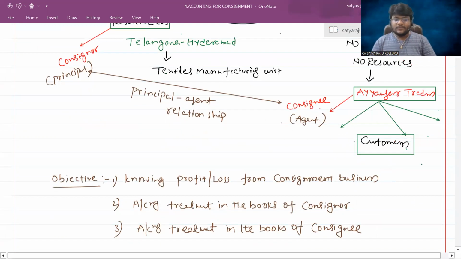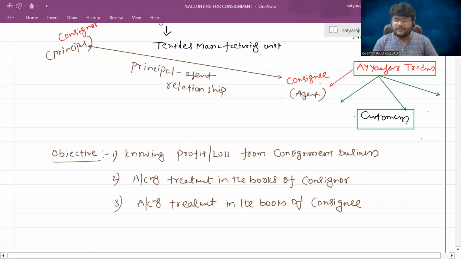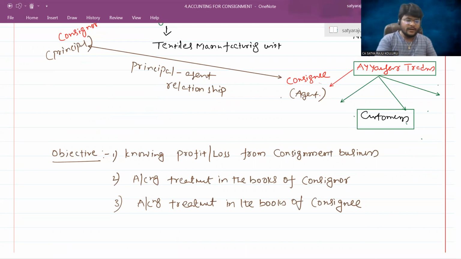Okay. So till now we have only discussed two things. One is the introduction: the meaning of consignment, the different parties involved in the consignment, and how the consignment type of business is going to happen. And another thing is the objective of this chapter: knowing profit or loss from the consignment business, accounting treatment in the books of consignor, and accounting treatment in the books of consignee. Now concentrate, guys, all of you.